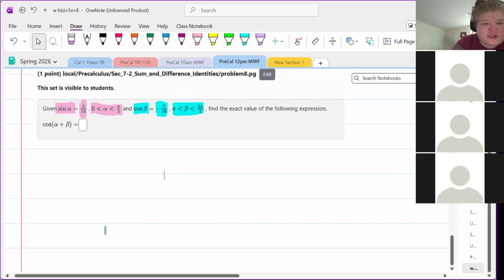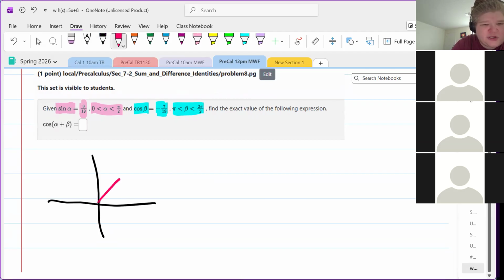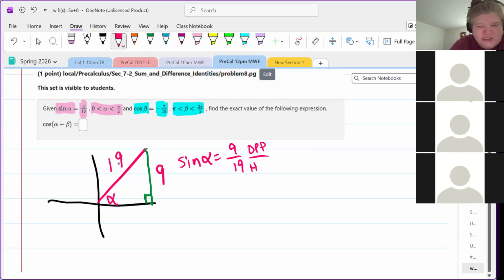So I'm just going to take those and translate them into triangles first. So alpha is between 0 and pi over 2. So that puts alpha in quadrant 1. And then I finish my triangle. Now, since I know sine alpha is 9/19, that is opposite over hypotenuse. Opposite is the vertical side. So this vertical side is positive 9, and the hypotenuse is positive 19.